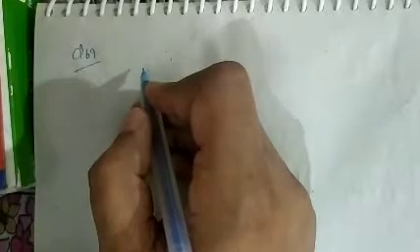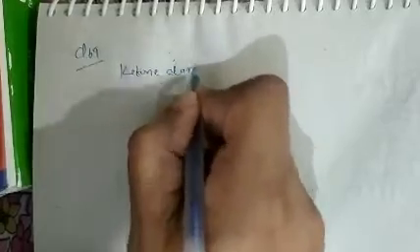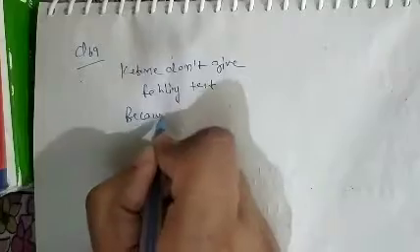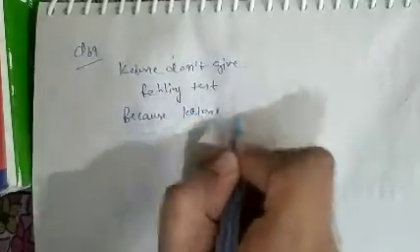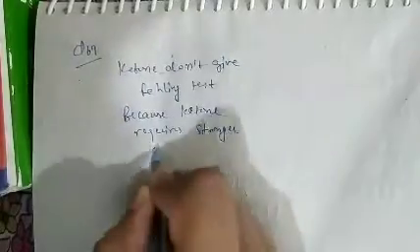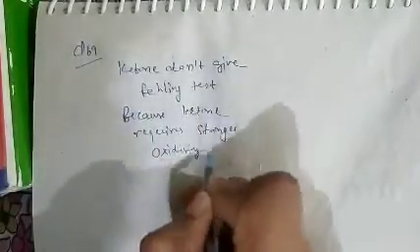See question number 69. Which of the following does not give brick red precipitate with Fehling's solution? As we know, ketones do not give Fehling's test because ketones require a stronger oxidizing agent.